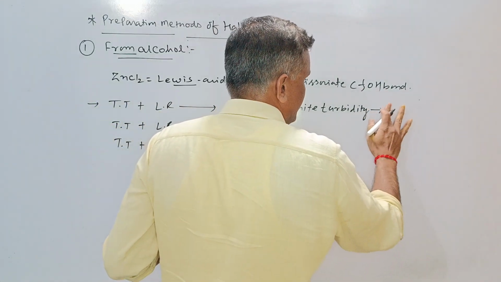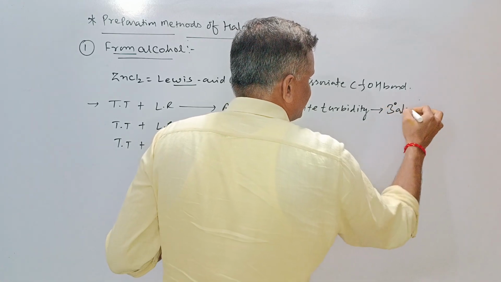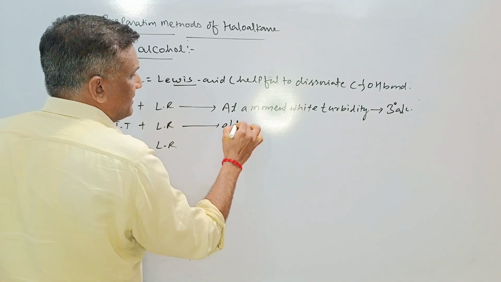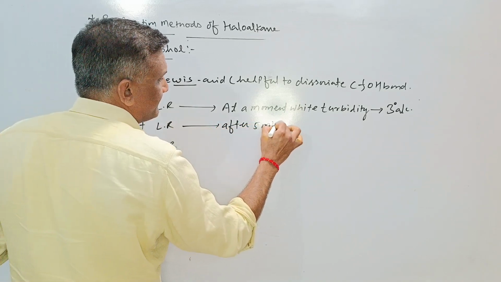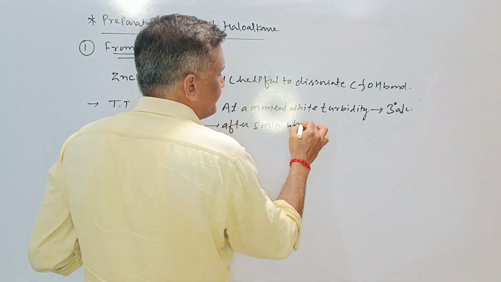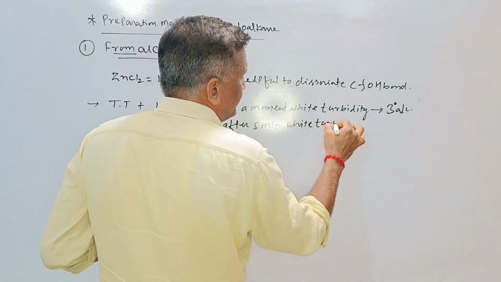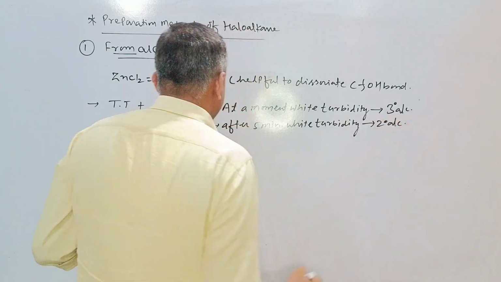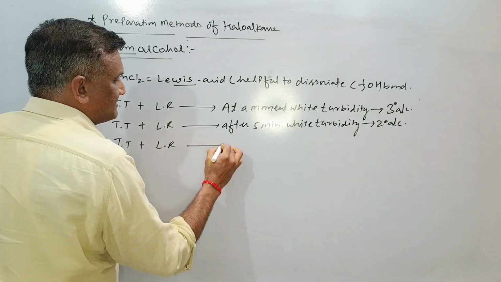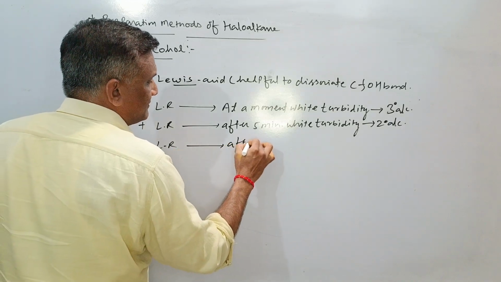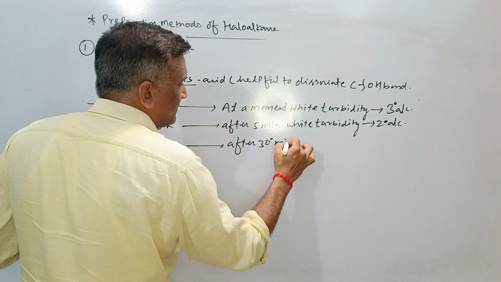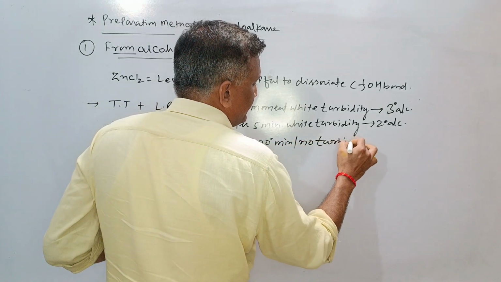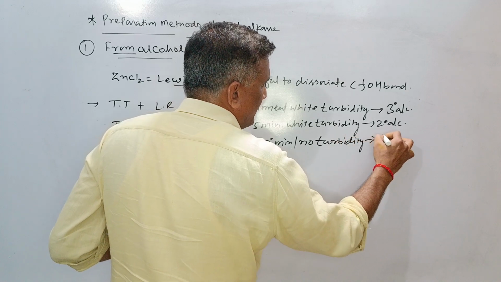Sorry, 3 degree alcohol. Why? I'll explain. If after 5 minutes there is white turbidity, then it will be a 2 degree alcohol. And if there is turbidity after 30 minutes, or no turbidity, then it will be a 1 degree alcohol.